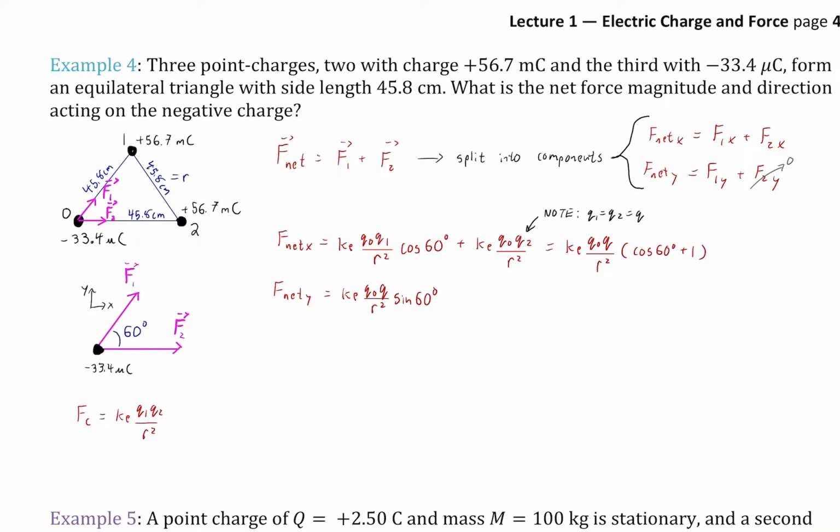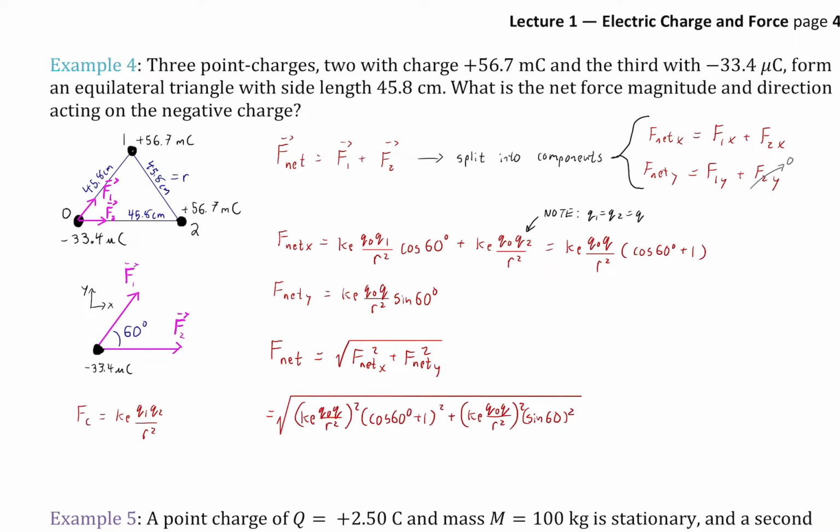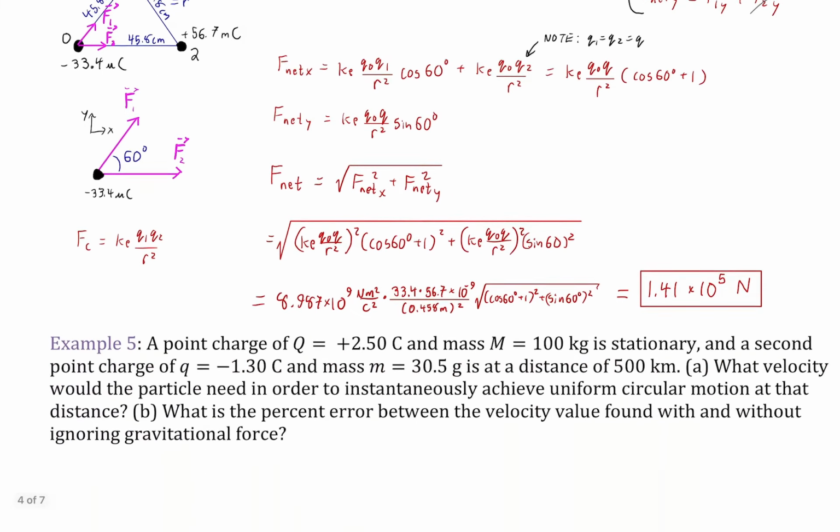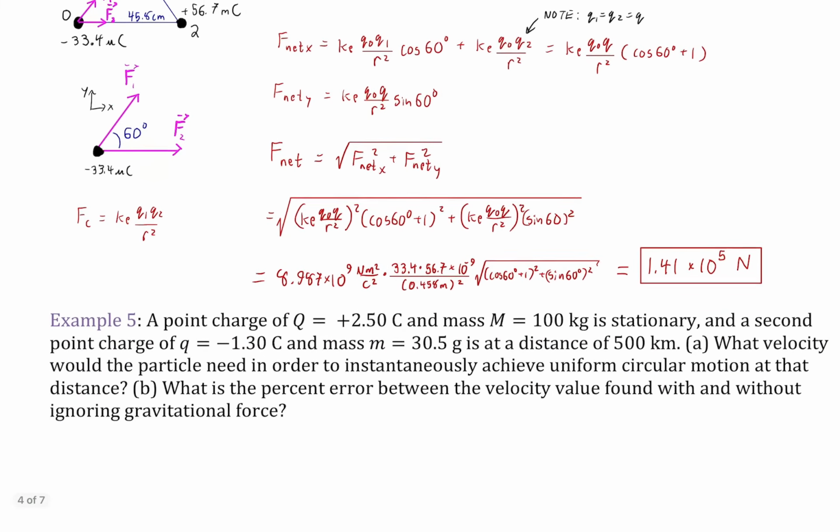SOHCAHTOA. And then for the net force, we're just going to use the Pythagorean theorem as we would for any net force. After all, it's a right triangle. Plug in our values, plug in our numbers. There it is: 1.41 times 10 to the 5 newtons. There, got it. Looks good.